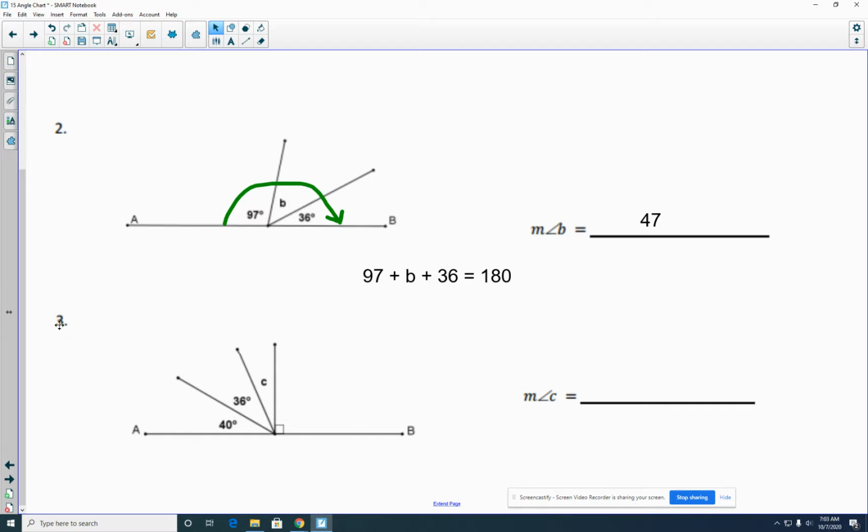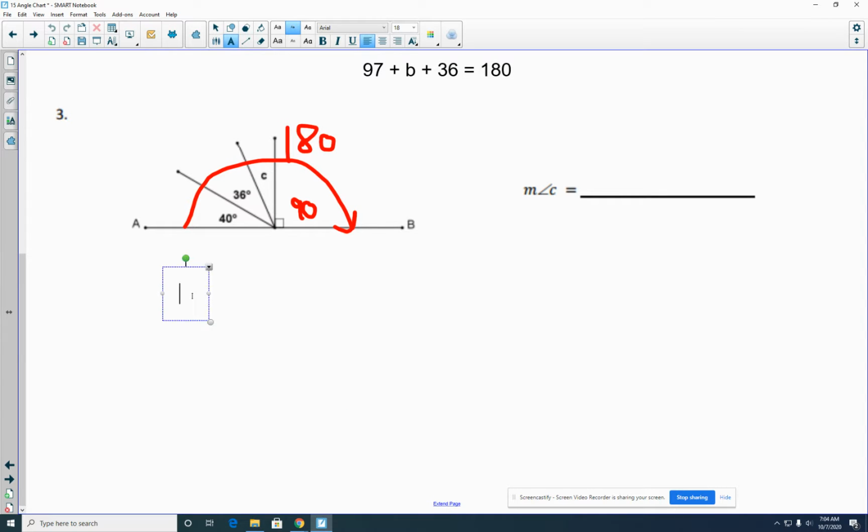Now, 3, you could do it a number of different ways. So for 3, I like to keep with that I have a straight angle here. The only difference about the straight angle is there are 4 angles that make up this straight angle. There's 40, 36, C, and this box, which tells me that it's 90 degrees. So I'm going to stick with 180. Even though there's 4 angles, it still has that 180 relationship. So we have 40 plus 36 plus C plus 90 equals 180. So again, combine like terms, subtract, and we find that the measure of angle C is 14.